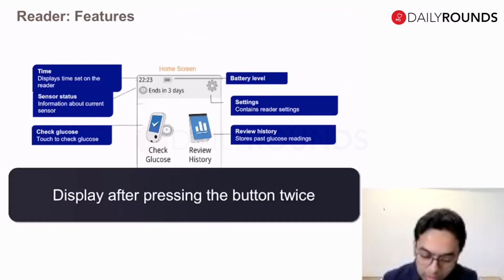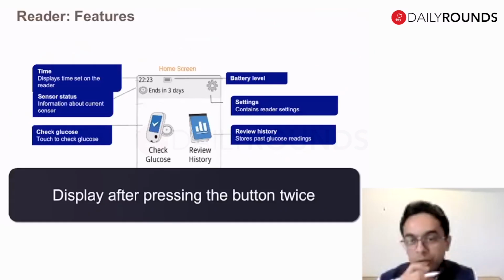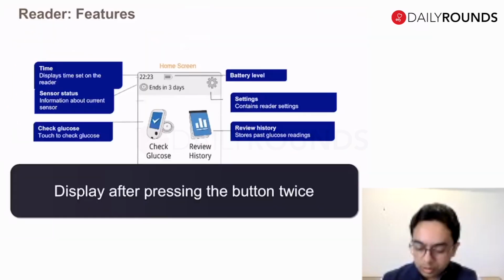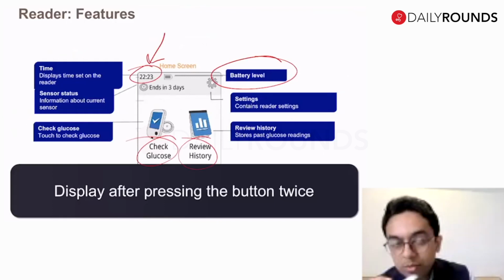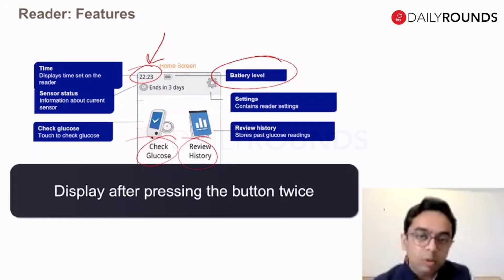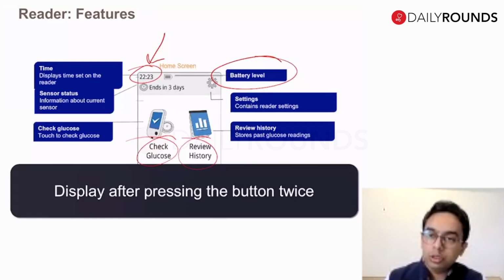It's not like that. Then if you press the button twice, the same button, it will give you two options: check glucose, review history. And it will also tell you about the time, battery life. This is also important because sometimes the patient changes the time zone. Let's say the patient is traveling from here to US. So time zone changes. So this is important. And accordingly, you will adjust your insulin. So time is also important, and the patient needs to change it if the time zones are changed.